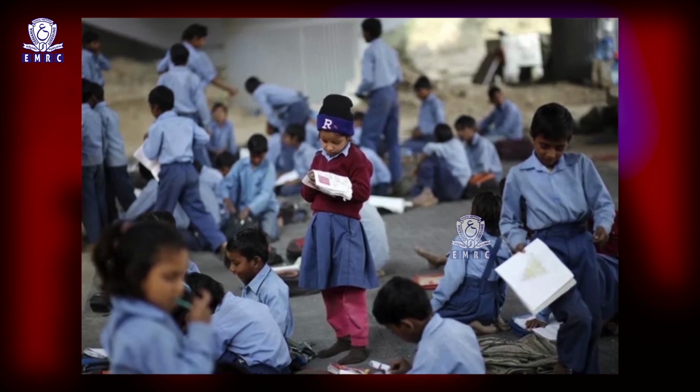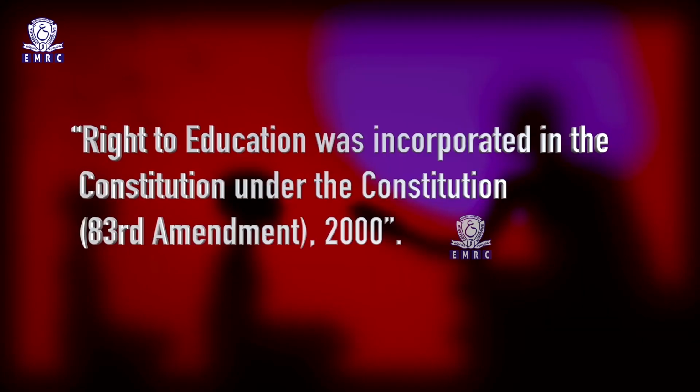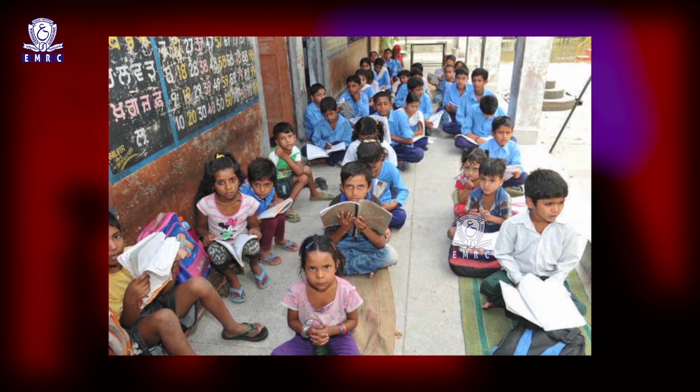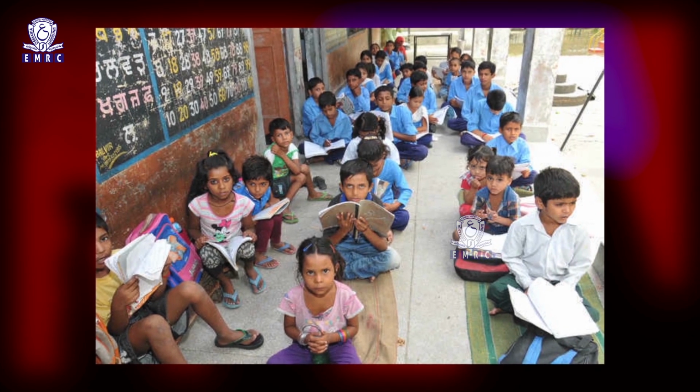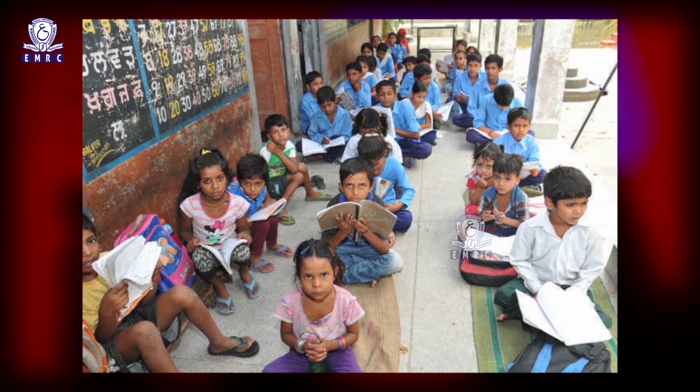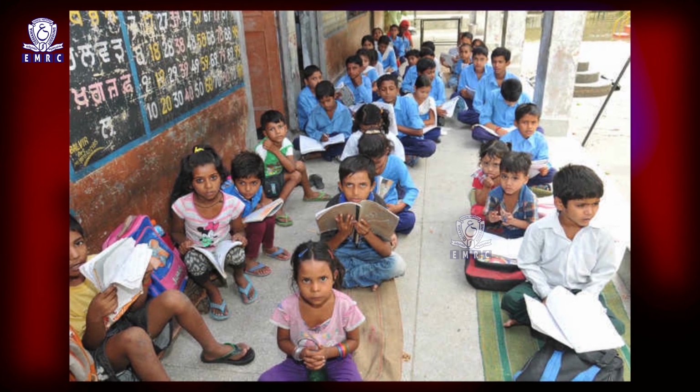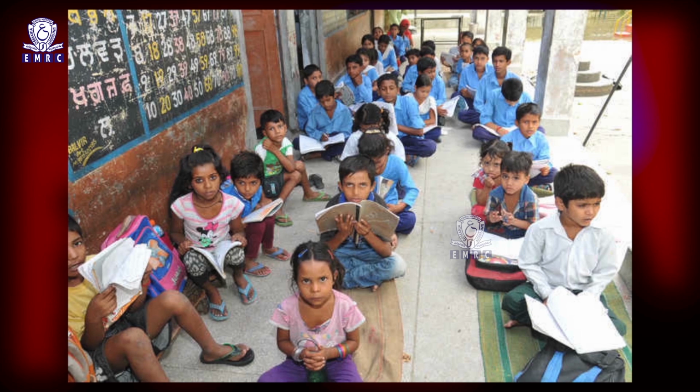Now, we will discuss the constitutional provisions to eradicate illiteracy. The Supreme Court in a ruling in 1993 said that children had a fundamental right to free education, and thus in the year 2003, the right to education was incorporated in the Constitution under the Constitution 83rd Amendment 2000. Despite this, the country couldn't provide free and compulsory education of children up to 14 years of age within 10 years of the bill coming into effect under Article 45 of the Constitution.